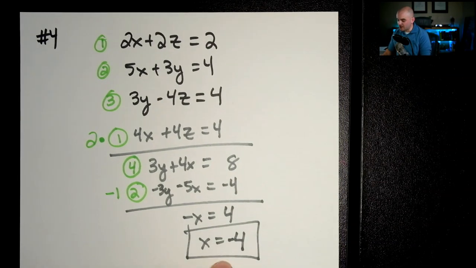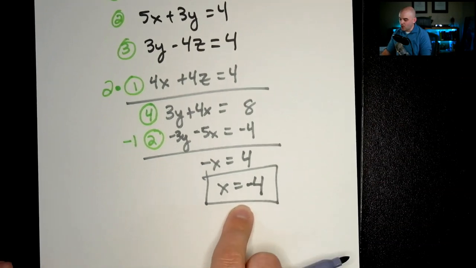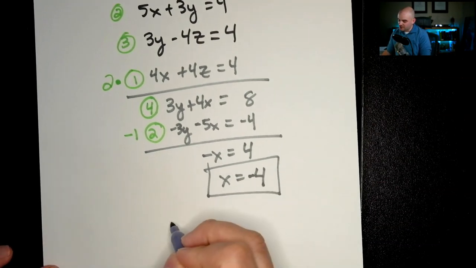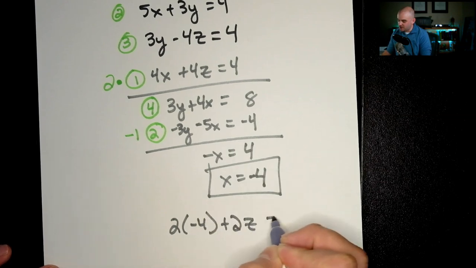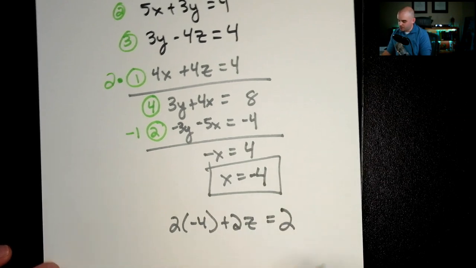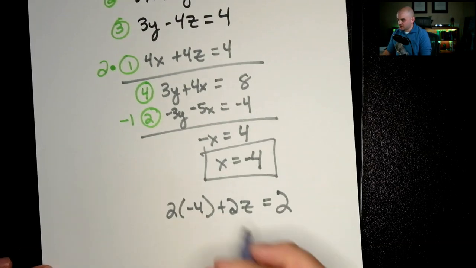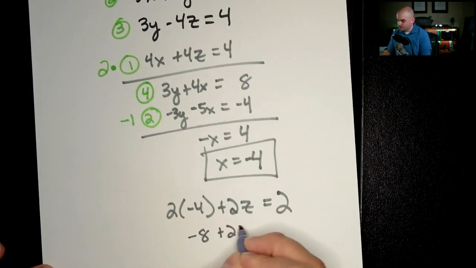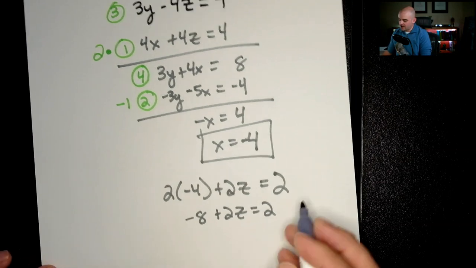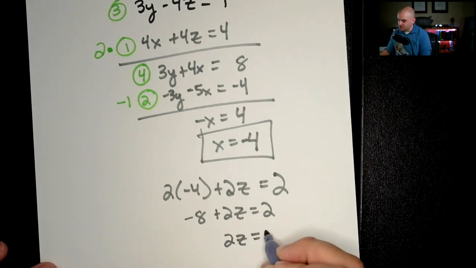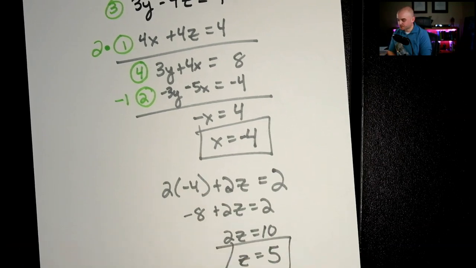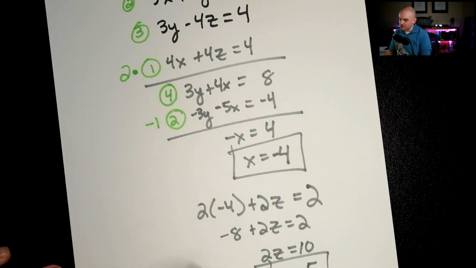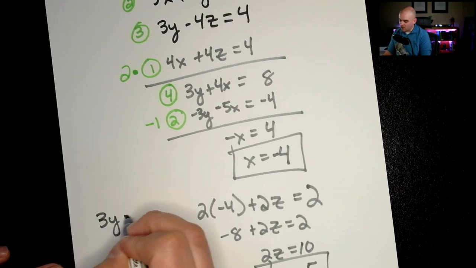Let's go back and put it into, say, equation number 1 and solve for z. So 2 times -4 plus 2z equals 2. This is -8. Add 8 to both sides, I get 2z equals 10, or z is equal to 5. There's my second variable. I'm going to put this into equation 3 and solve for y.